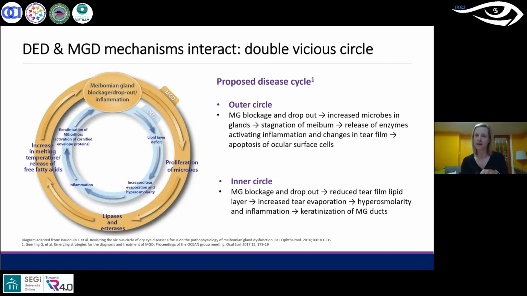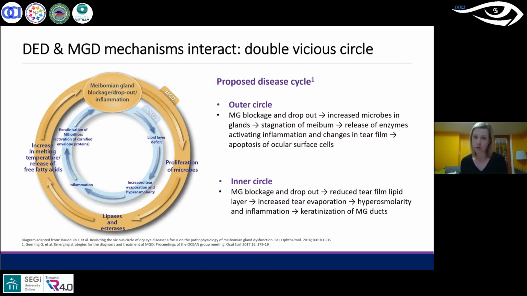There's an enormous overlap, and one feeds into the other. But if you can imagine that your Meibomian glands are responsible for producing the lipid layer of the tears, and if that lipid layer is significantly compromised because the glands are dropping out, because the meibum cannot be produced at its normal expected consistency and be allowed to come out onto the tear film, then the tear film is disrupted. And if the tear film is disrupted, we get increased evaporation, and we're into the dry eye cycle.